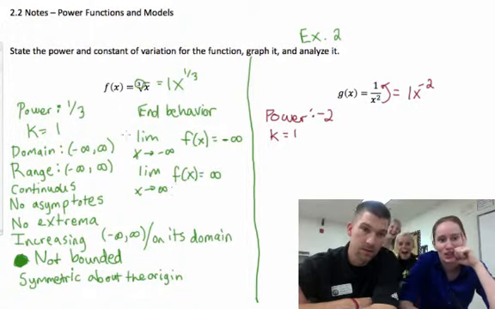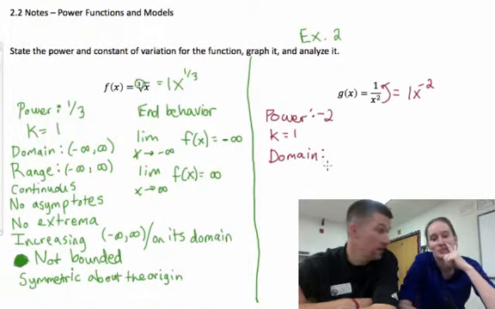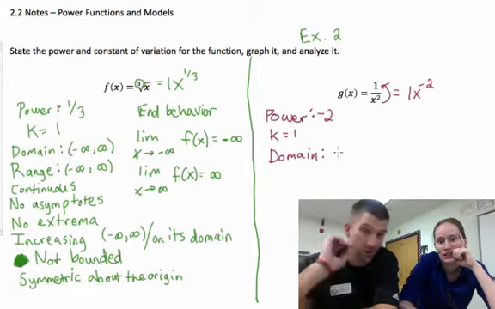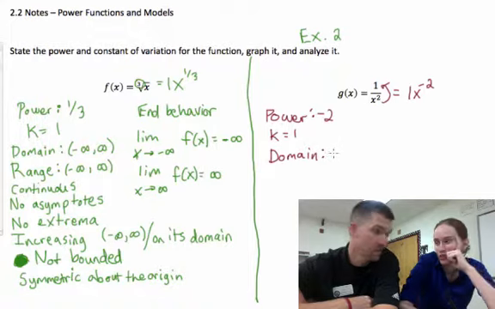Now we have all these things that we need to do, all of the analysis again. So domain, but this time it's quite a bit more interesting, because what one value can you never, ever have in the denominator? A 0.